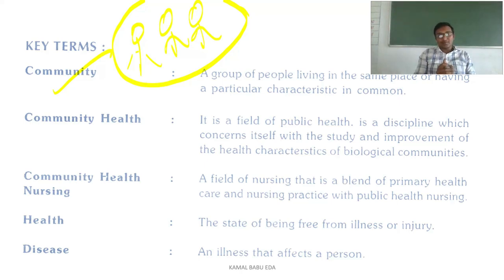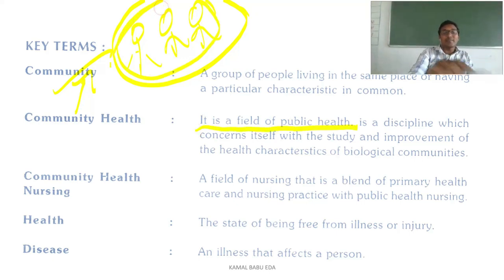Then what is meant by community health? It is the health mainly related to the people who are living in the community. It is a field of public health. People who are living in the same area are called the public. In public health, we mainly focus on the improvement of health characteristics of biological communities. Community health is a field of public health and a discipline concerned with the improvement of health characteristics of biological communities. It focuses on the health aspect of people who live together with similar characteristics, similar thoughts and similar working habits. We focus on the health of these people, so it is called community health.